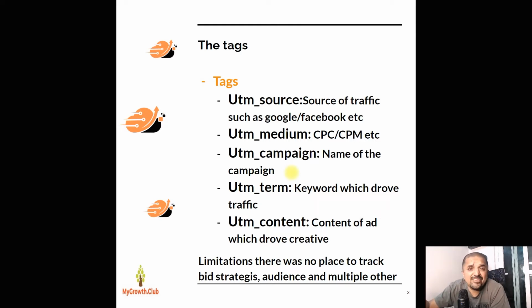Limitations. Of course, there were multiple other dimensions that a marketer would like to pass. For example, I would have loved to pass bid strategy. I would have loved to pass platforms or any other dimensions that a marketer would want to pass to track their traffic and the quality of traffic as well. But this wasn't possible with these 5 UTM tags, so people used all sorts of hacks like putting dashes or pipes or some separators to make sure they pass more information into a single tag.